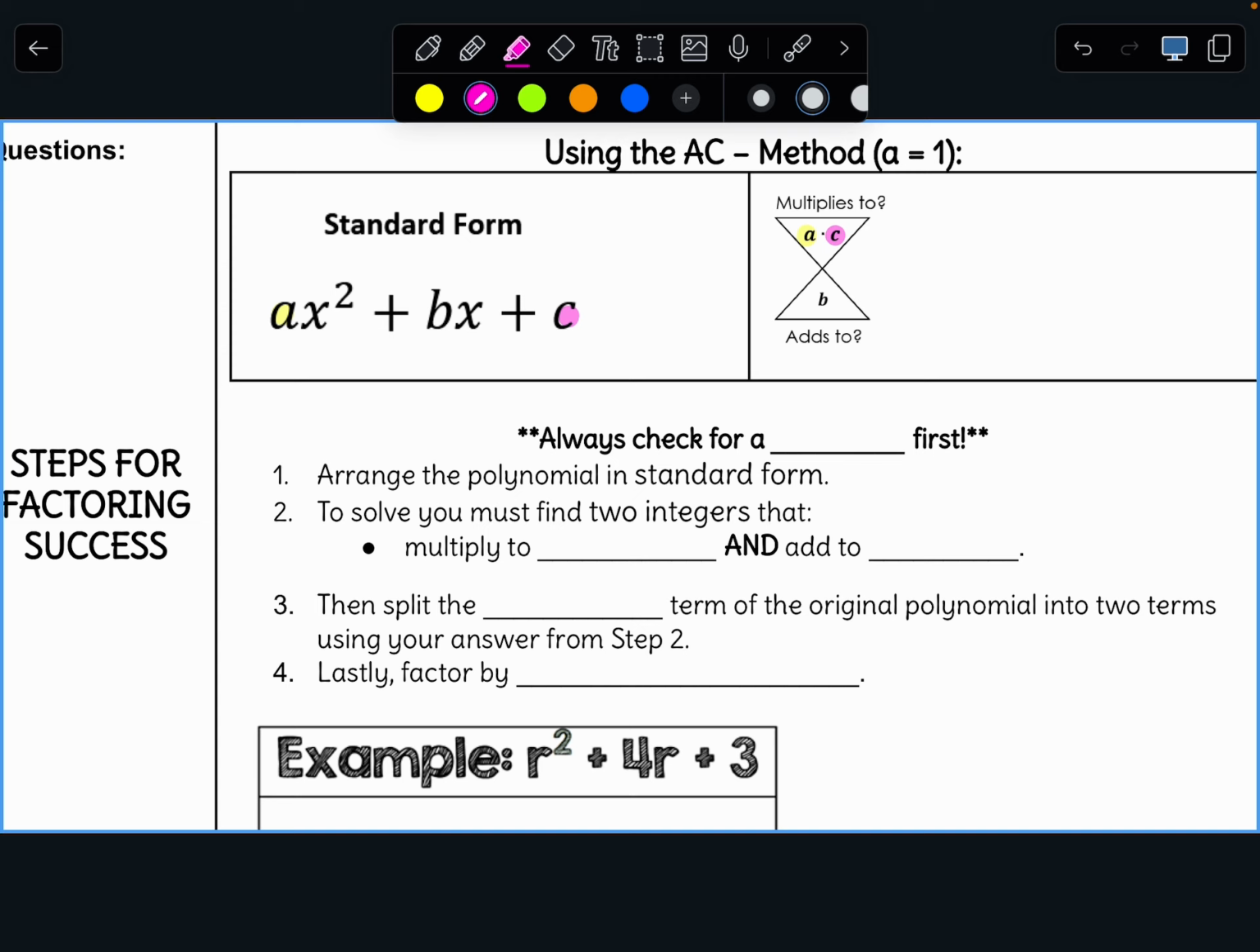And then the adding number is the term in front of the x. So to find those numbers in that puzzle that we just did, you have to multiply a and c and add to get b.